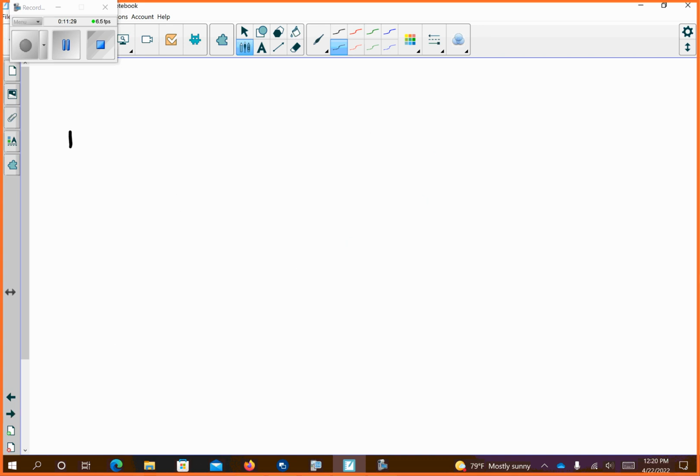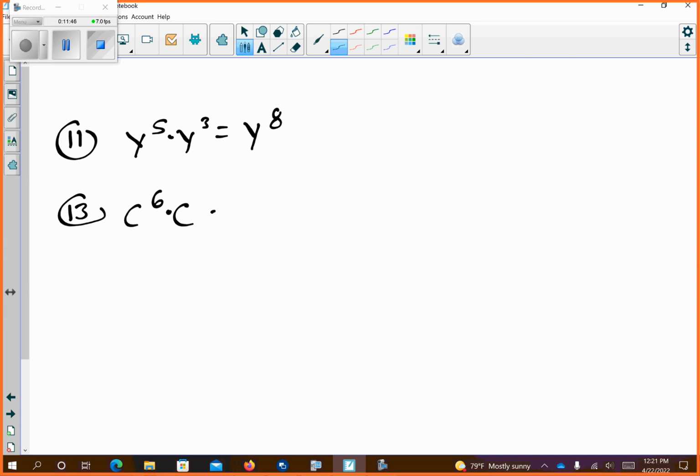All right, number 11. See if we can incorporate what we just learned. What is this one going to be? Y to the 8th. Yep, you add the exponents. It's done. Number 13, I have c to the 6th. And if c is sitting alone, what number is c raised to? So what's this answer? C to the 7th. Good.